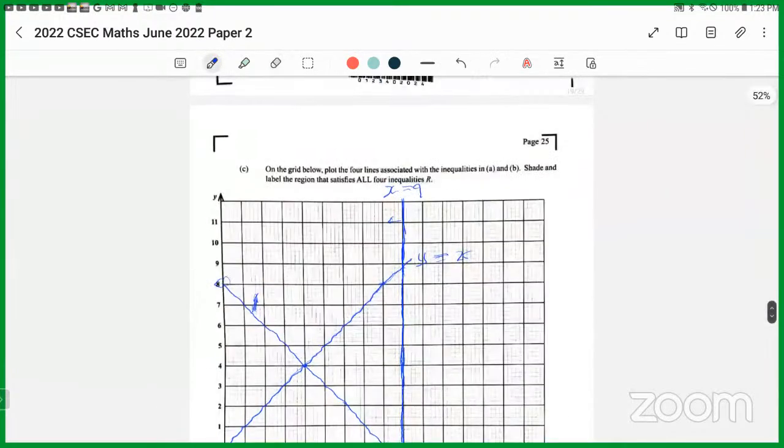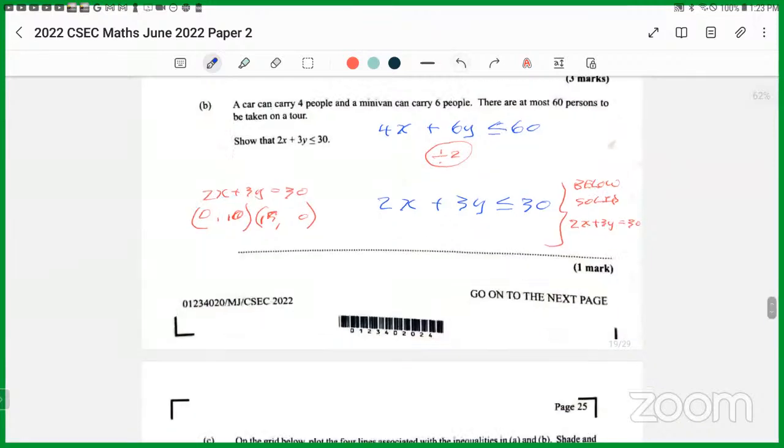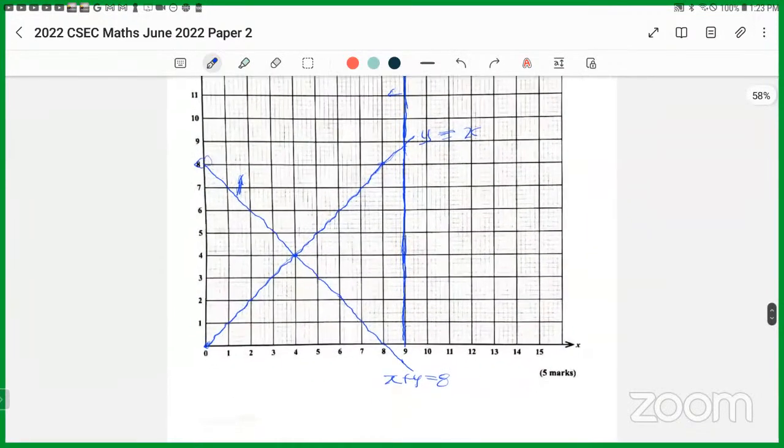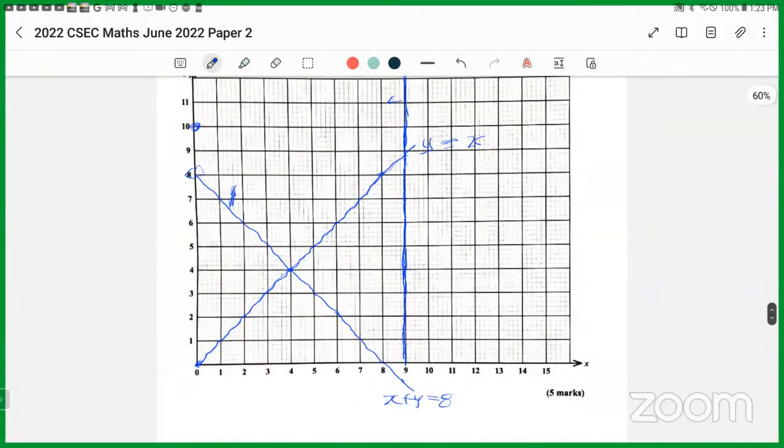All right, the next line we want was this last one, right? Which is to pass through these points, 0, 10 and 15, 0. 0, 10 is right up here. And 15, 0 is all the way out here. So we need a line passing through those 2 points, right?